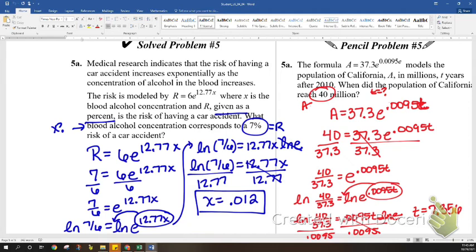7.356. And so let's see, t is in years, so that would be years. So it did say when did the population, so it's in 7.356 years, but remember it also says t years after 2010, so this would be after 2010, or we could say what year is that? Well, 2010 plus the 7.356 is sometime in the middle of the year 2017.